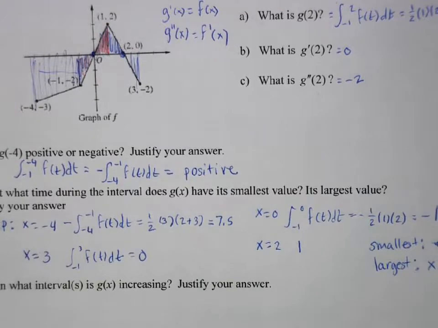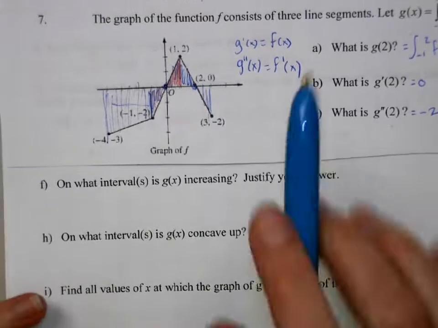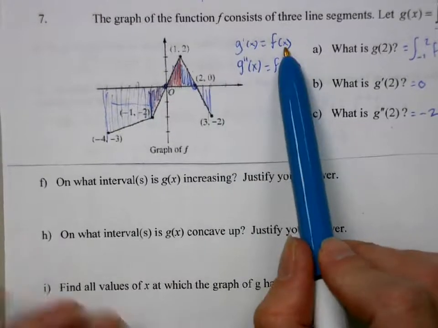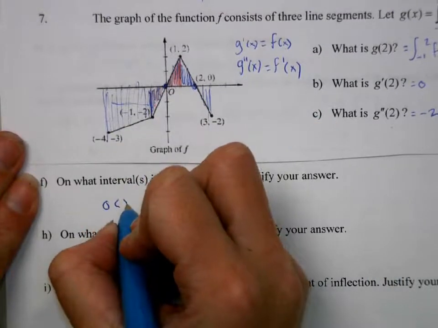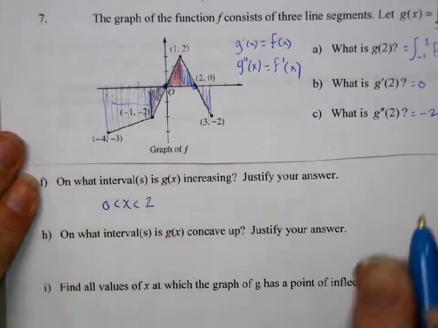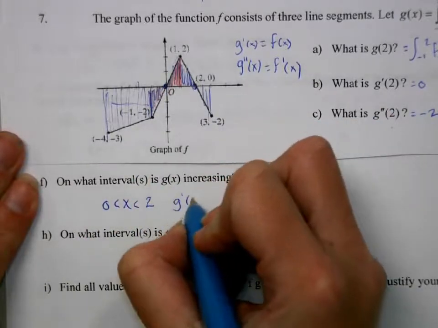Next part, on what interval is g of x increasing? Well, we've already established that the first derivative is f of x. So from 0 to 2, and our justification is because g prime of x, which equals f of x, is greater than 0.